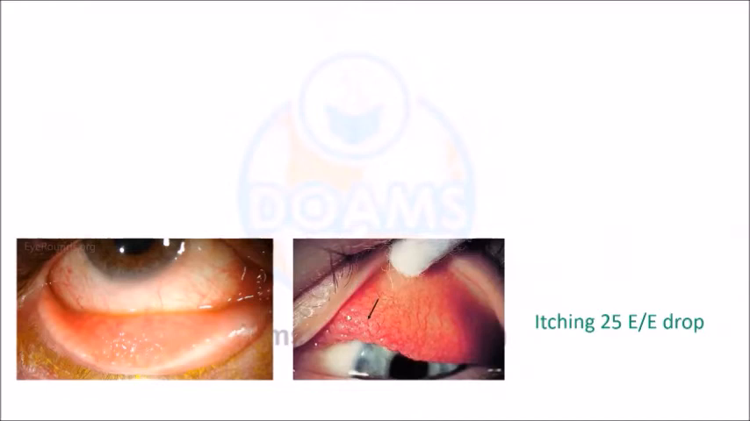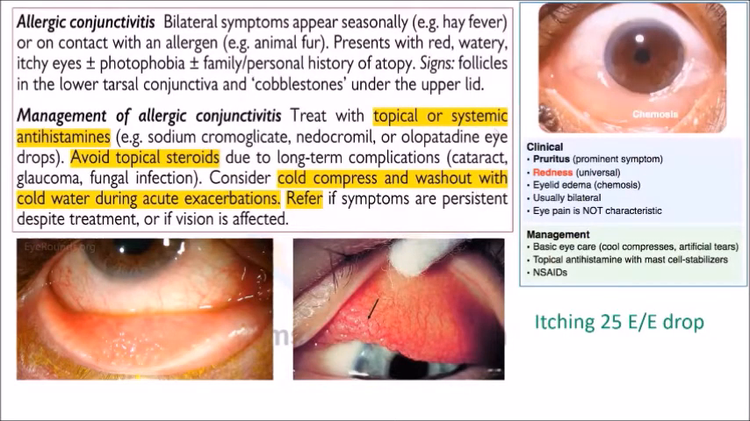You see, there are some findings here. This is called blepharitis? Cobblestone appearance, this follicular appearance in the lid. So what is the diagnosis? Blepharitis? No, this is not blepharitis. This is conjunctivitis, allergic conjunctivitis. You see this allergic conjunctivitis.